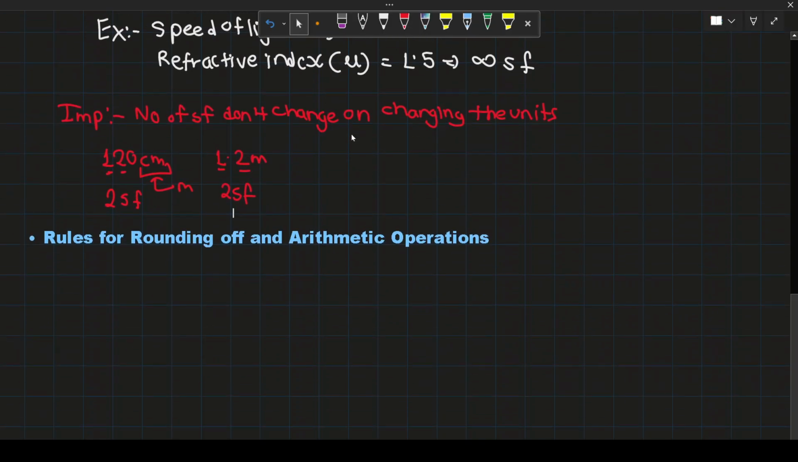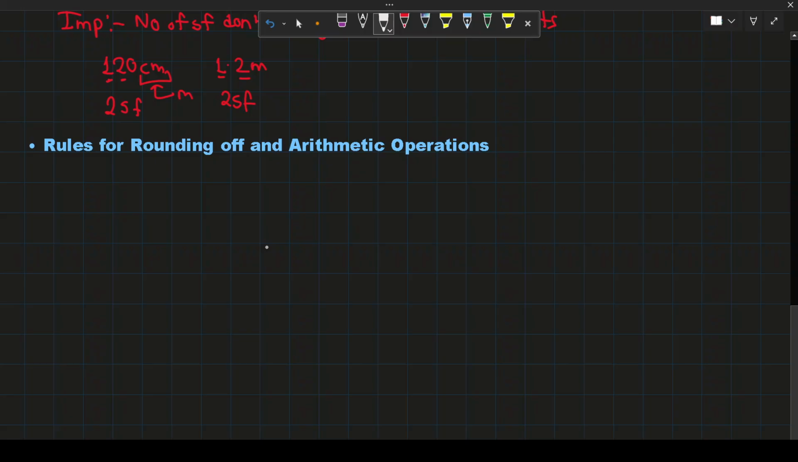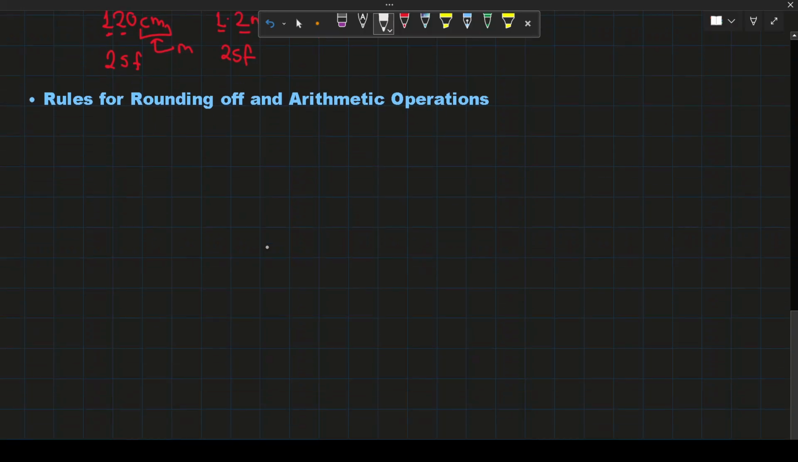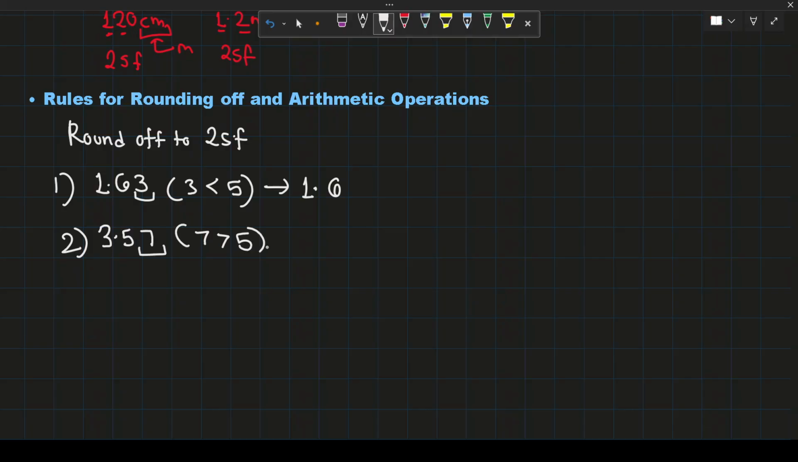Okay, so now moving on to rules for rounding off and arithmetic operations. If we talk about rounding off, let's take an example. Let's say you're given a question, round off to two significant figures. Example number 1, 1.63. You can see 3 here is less than 5, so it will be rounded off to 1.6. Let's take another example, 3.57. As you can see, 7 here is greater than 5, so it will be rounded off to 3.6.